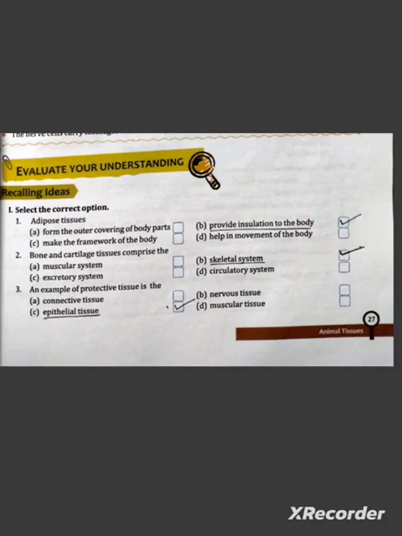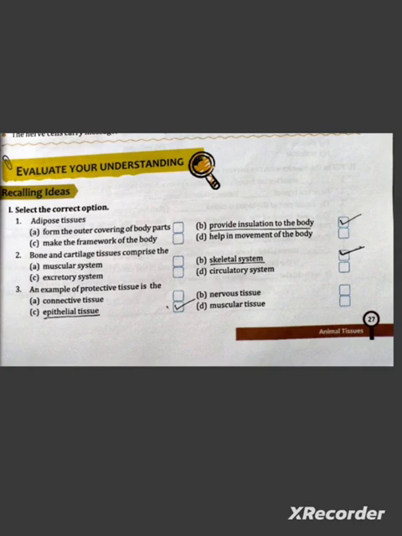The first one, evaluate your understanding. Under that, recalling ideas. The first one, select the correct option, that is the MCQ questions. I will be telling you the question along with the correct option. The first one, adipose tissue. The answer will be provide insulation to the body, that is option B.